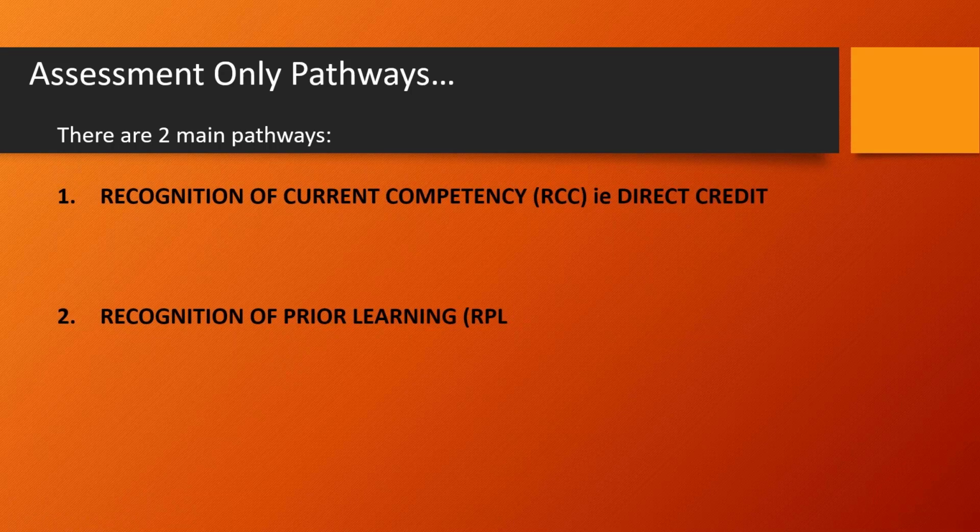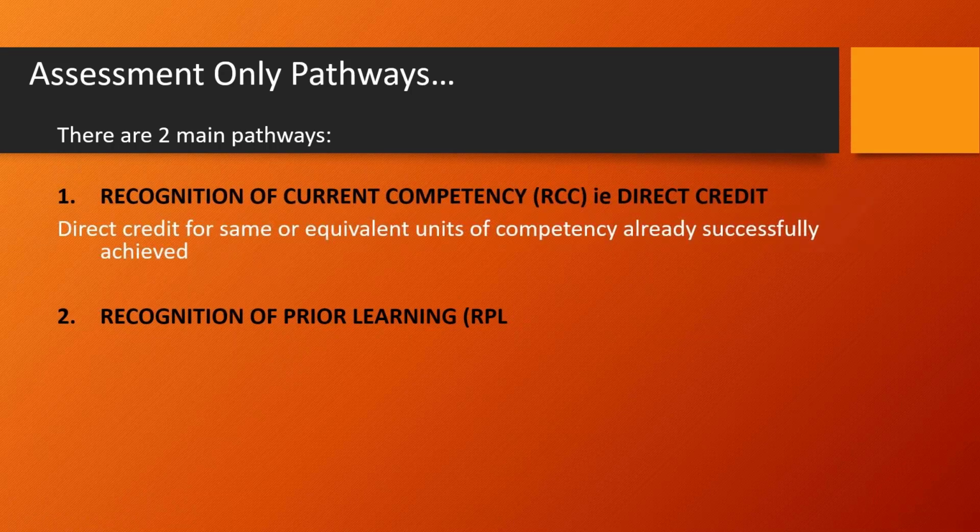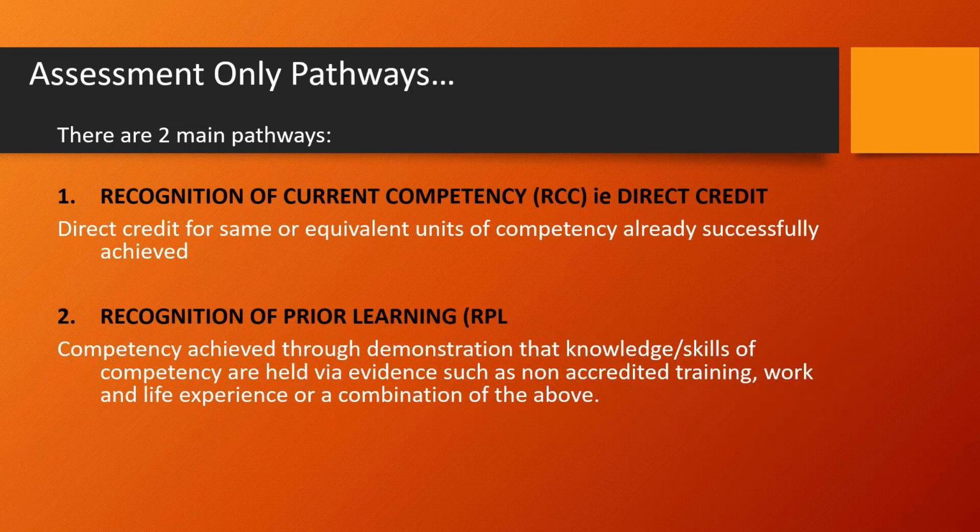The second one is recognition of prior learning, and that's where someone doesn't already hold the certificate, but they're able to give you enough evidence to confirm that they hold the knowledge and skills. So they may have been in a workplace doing the tasks required for the unit of competency all their life, and therefore they're subject matter experts in the topic and can give you evidence that would confirm that.